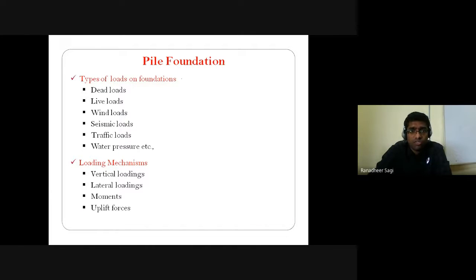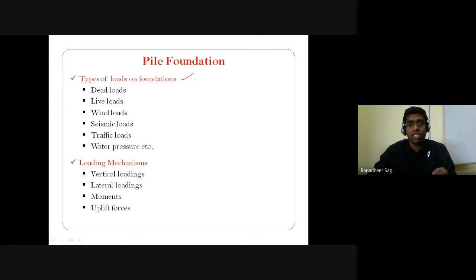We have different types of loads that are coming onto your pile foundation. It's not only in the typical case of pile foundation; even in the case of shallow foundation we come across similar kinds of loading conditions. The different types of loads considered in the design of those foundations are dead loads, live loads, wind loads, seismic loads, that's nothing but the earthquake load, the loads coming because of traffic, moving vehicles, or water pressure forces, etc. So all these different types of loadings are considered in the design of your foundation.